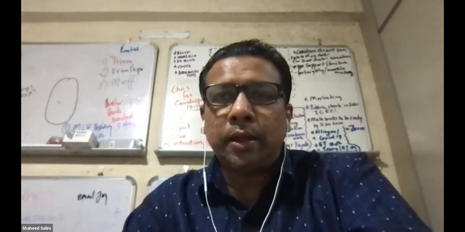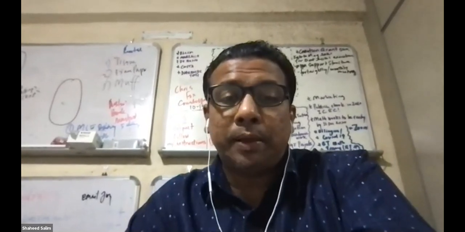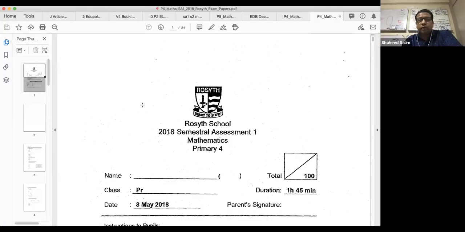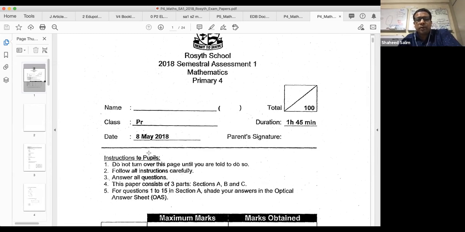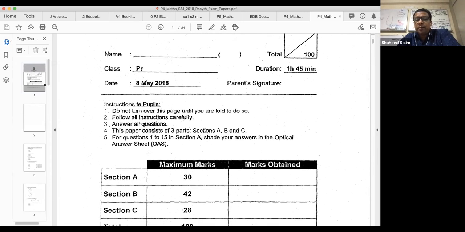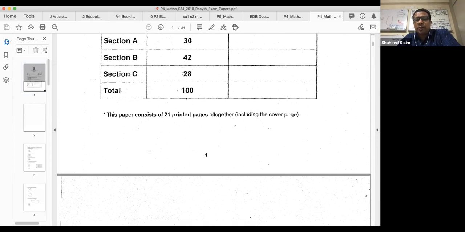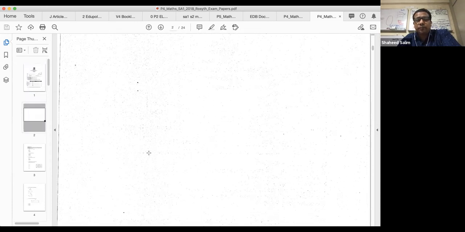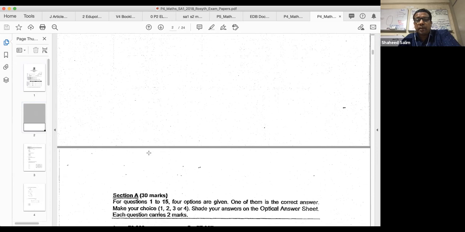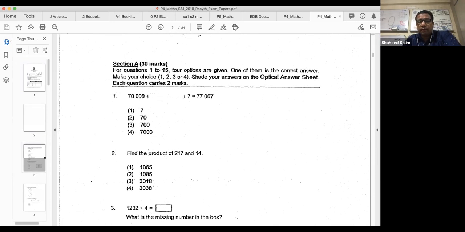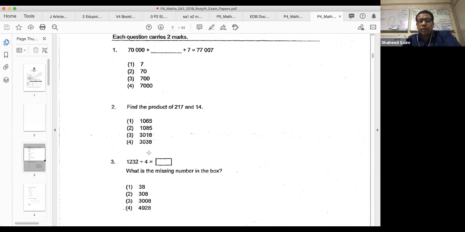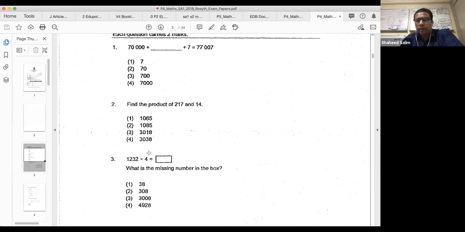Okay, we are actually practicing on the maths test paper. One is Rosyth, and this is from 2018. So let us try. If you get the answer, please send your answers by the chat. Don't say out the answer. Can you try these 3 questions?